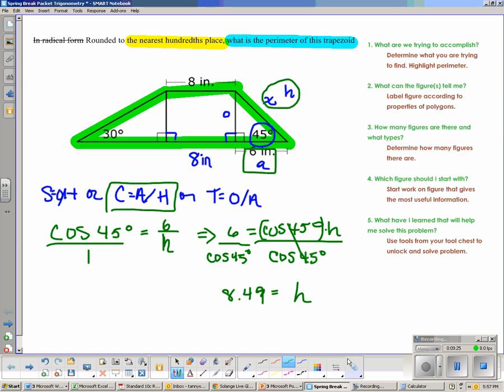So let me go ahead and minimize that calculator. Okay. So this represents H, or this measurement right here. Let me put that in red. So 8.49 is what we're working with for this side.